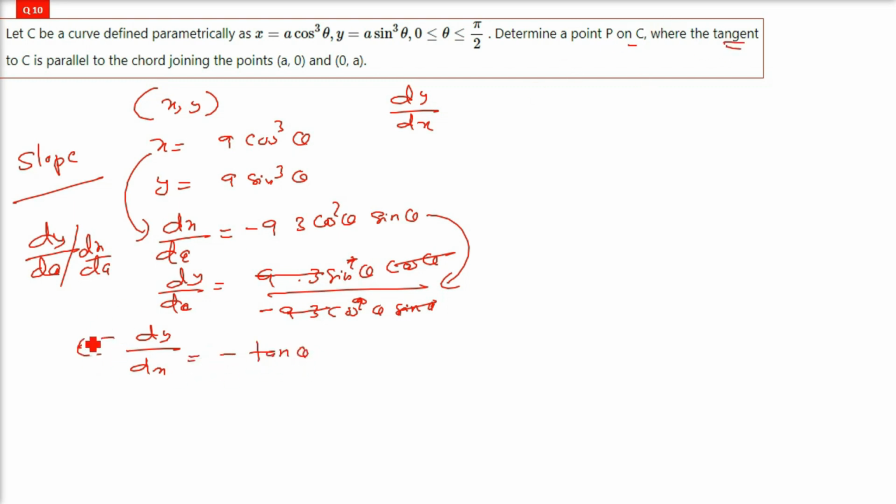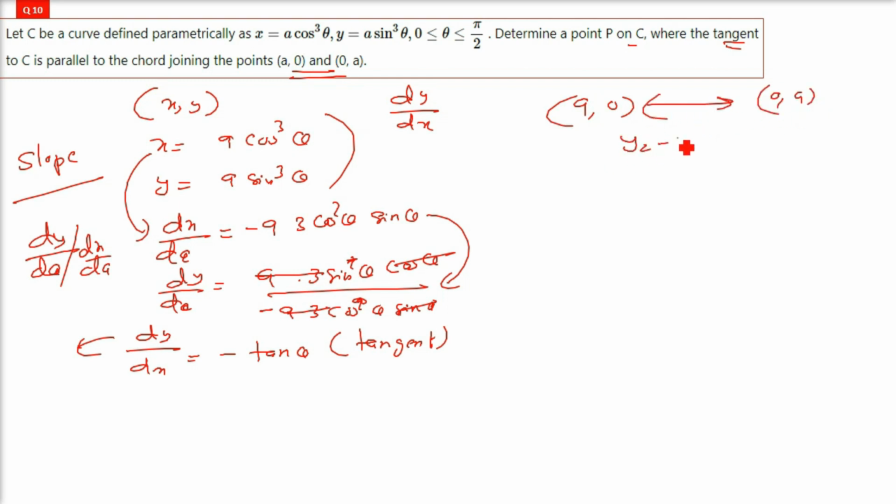This is the tangent slope. See, there is a curve given by x and y. We have found out the dy by dx for this particular curve. Now we'll find out the slope of the chord, that is A0, 0A. We'll use this A0 and 0A, and then we'll find out the slope, which will be equated. So this is a line. Any line's slope tan theta can be computed via y2 minus y1 by x2 minus x1. This is a minus 0 over 0 minus a, that is going to be negative 1.